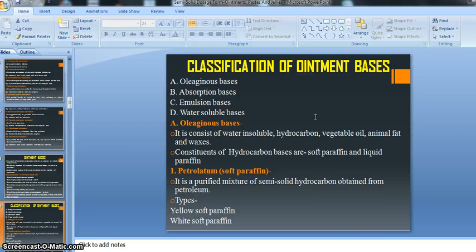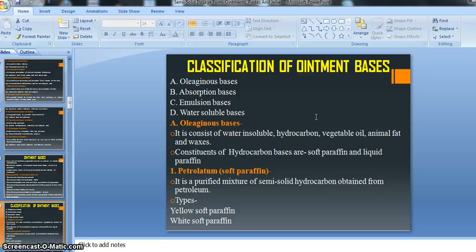We have already done the classification of ointment, only ointment, not the base. But in today's lecture we are discussing the classification of ointment bases. There are four kinds of ointment bases: the oleogenous base, absorption base, emulsion base, and water soluble base. The oleogenous base is the first form.